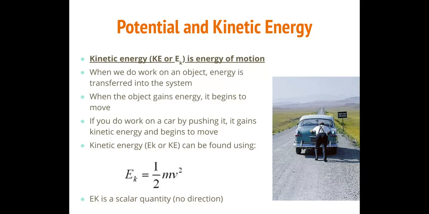Which makes sense. If you do work on a car by pushing it, as an example, it gains kinetic energy and begins to move. And we can calculate that by this. So E sub K is equal to 1/2 times the mass times velocity squared. Oh, and that K is supposed to be subscript, obviously. Sorry about that. But exactly like work and power, kinetic energy is scalar. So you can have negative energy and you can have positive energy just like work.